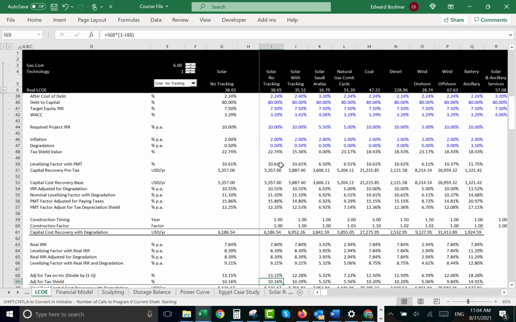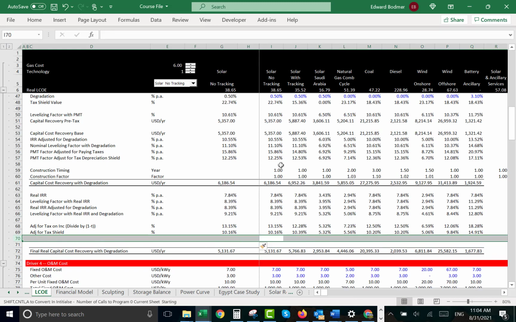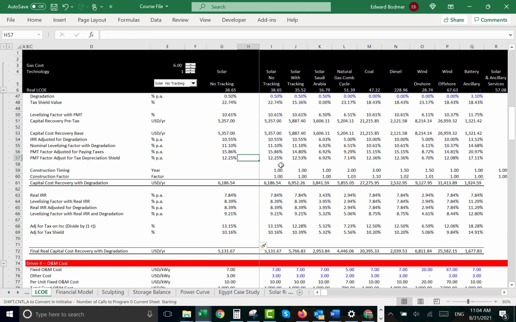So what we're going to do is put this in now. Now we'd also have to, by the way, down here, put the same kind of construction factors in on a real basis.